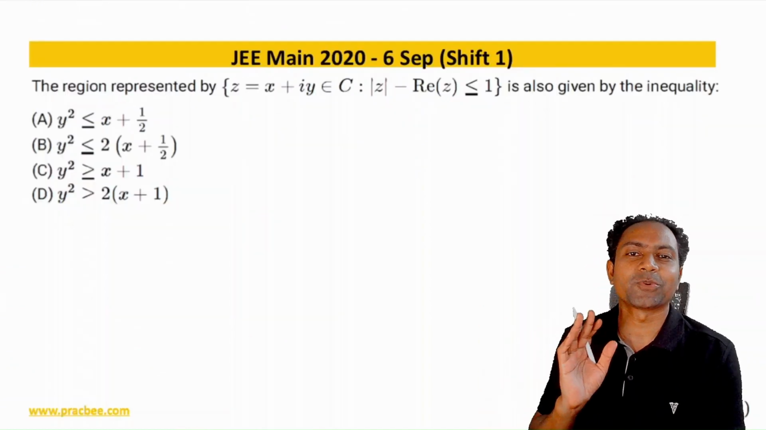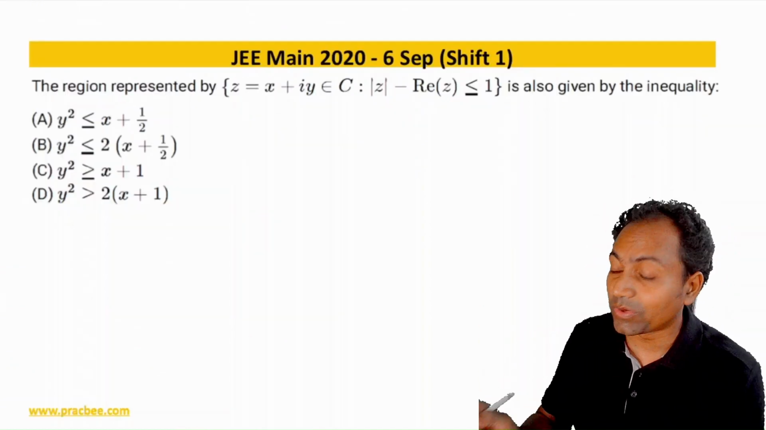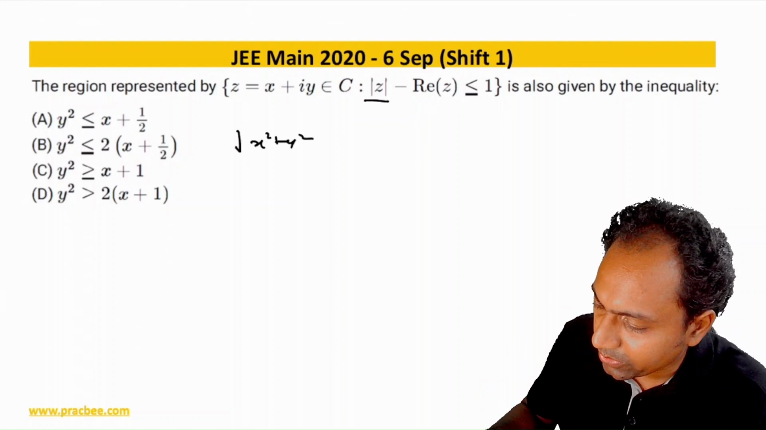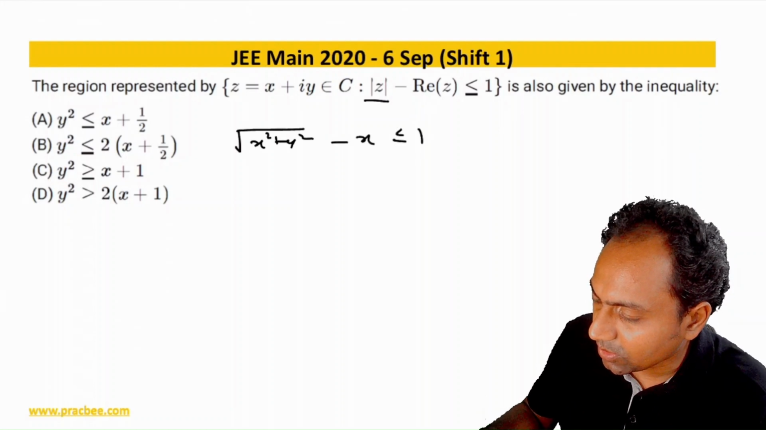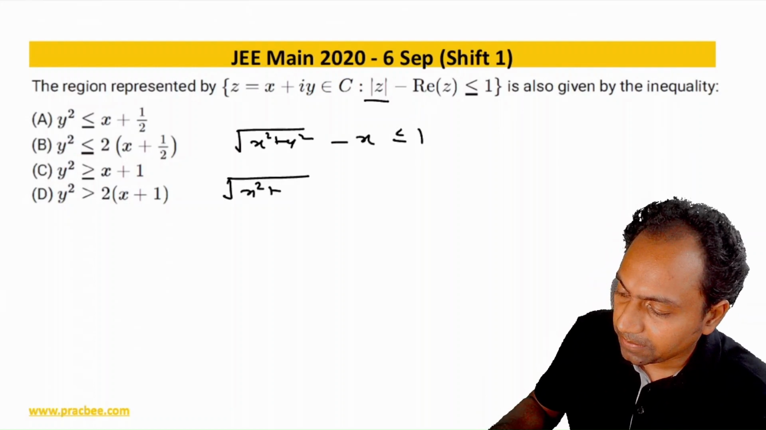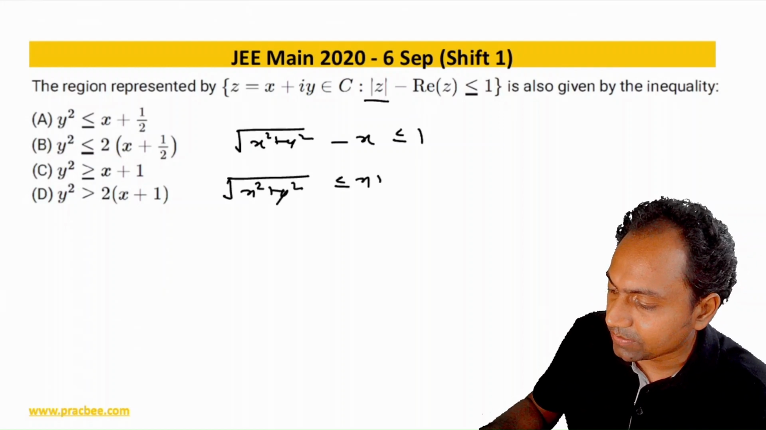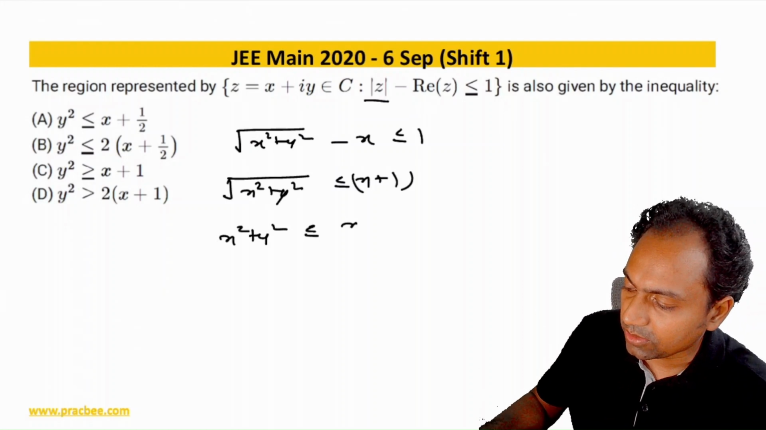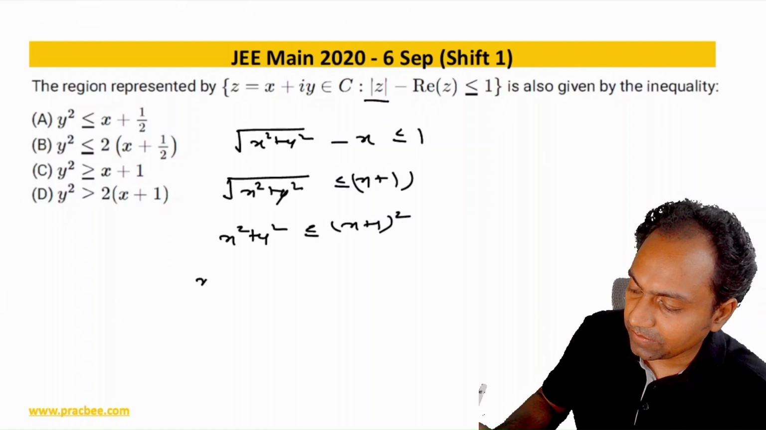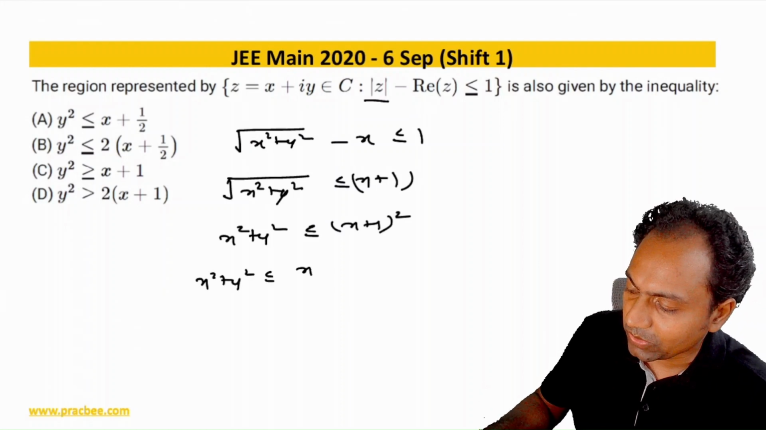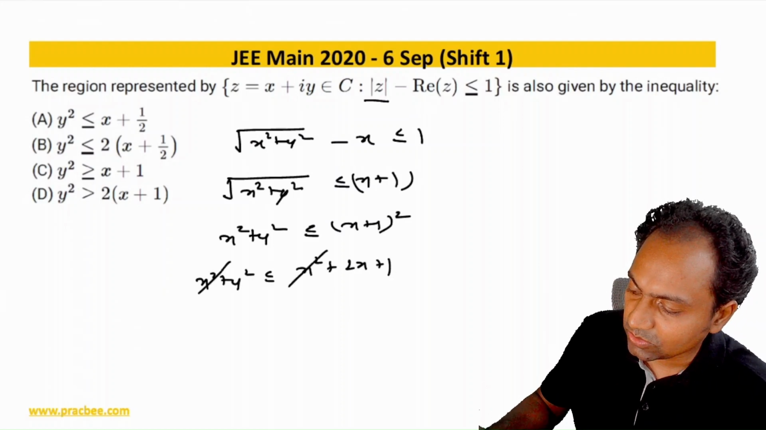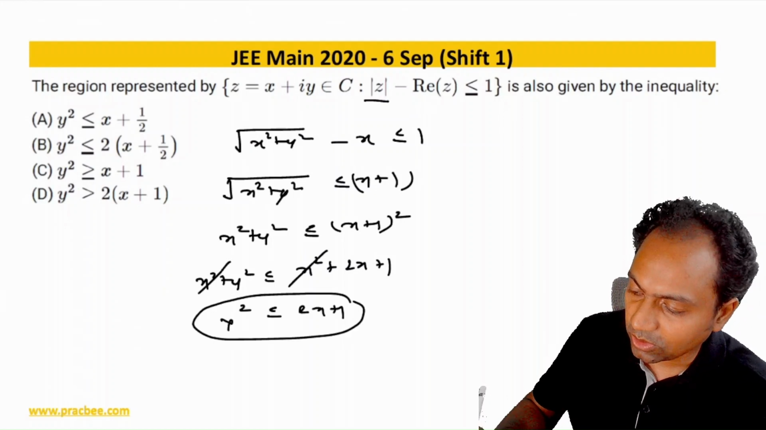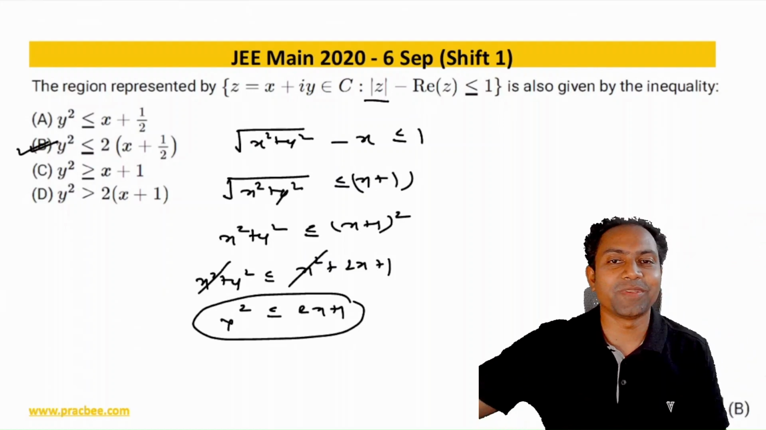Now this extremely simple question came in 2020. In this question, what we have to do is just put the value of the modulus here, and this becomes square root of x square plus y square minus x is smaller than or equal to 1. So if I take my x on the other side, it becomes x plus 1. Now if I square it, what I get is x square plus y square is smaller than or equal to x plus 1 whole square. If I simplify, it is x square plus y square is smaller than or equal to x square plus 2x plus 1. X square and x square get cancelled out. So y square is smaller than or equal to 2x plus 1. And this is given in option B. That comes out to be our answer.